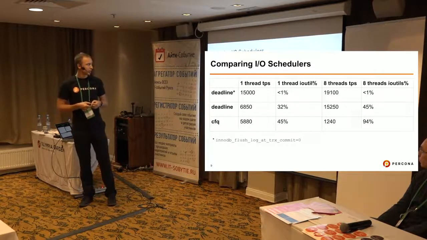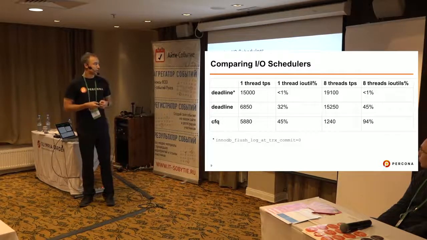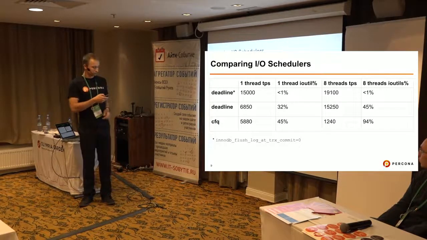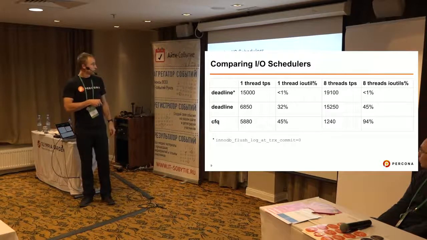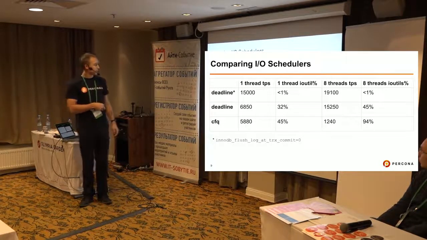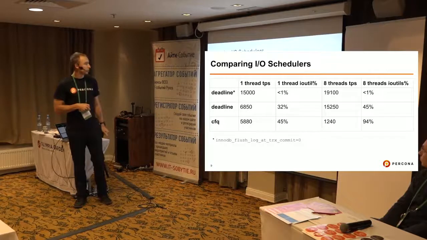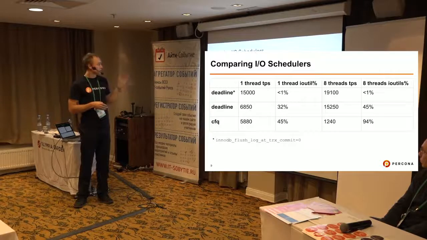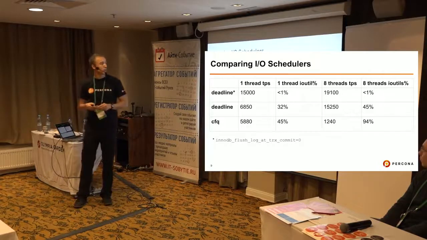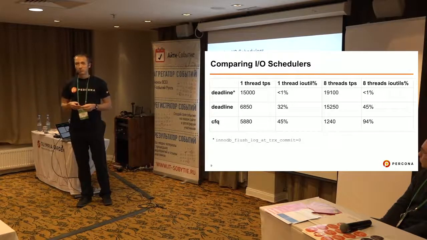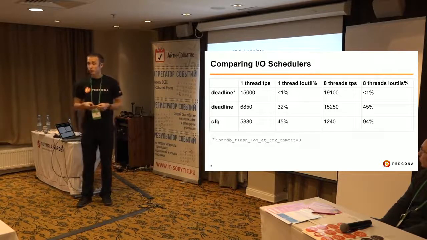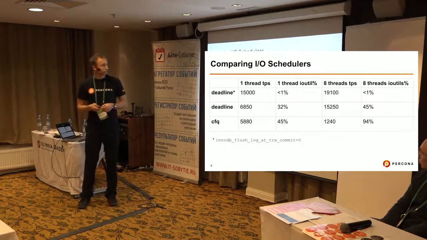This is an old benchmark. It used MySQL 5.5, which didn't have group commit. So you see that difference between the 2 deadline cases with and without flush log at transaction commit enabled and disabled. For modern MySQL, you wouldn't see that much difference, but the important thing to note here is that deadline is generally better than CFQ, and no-op is on par with deadline, so you won't see much difference in those.